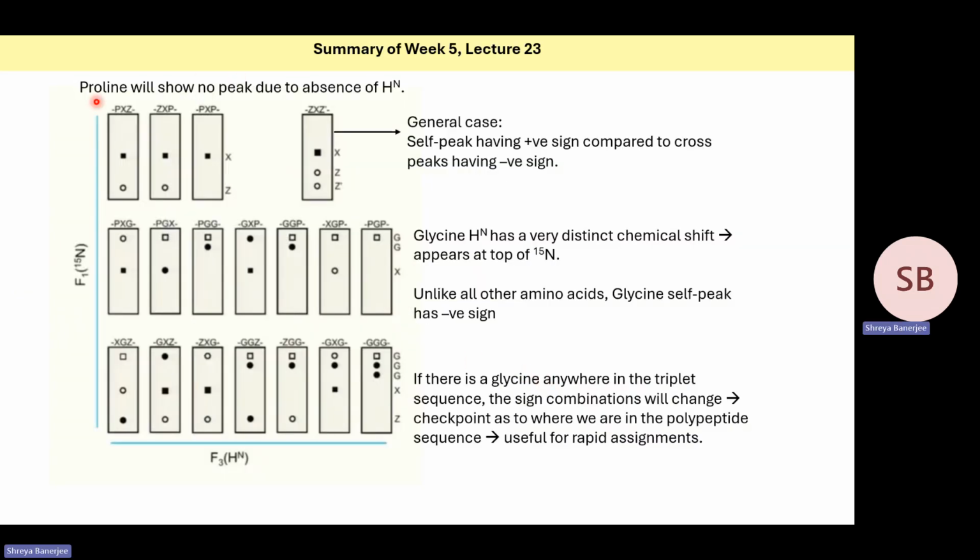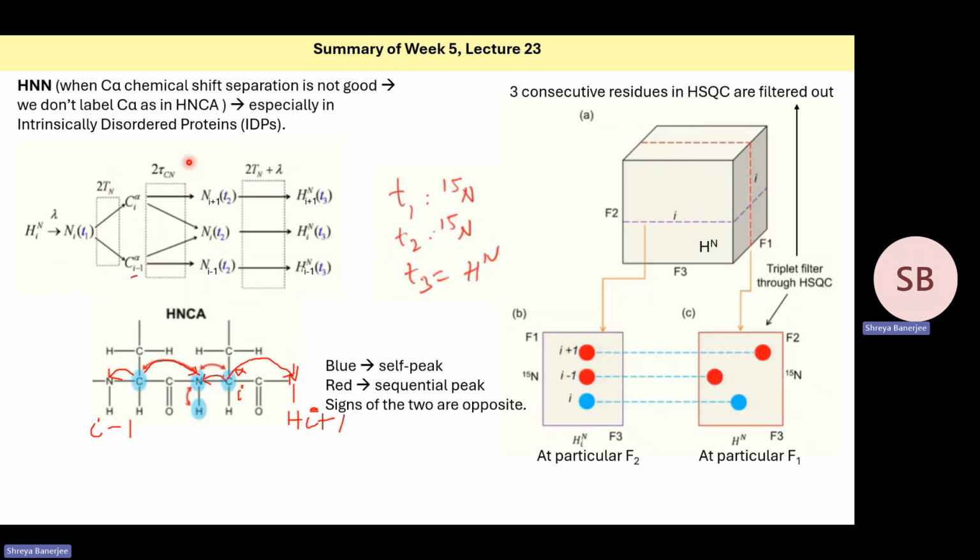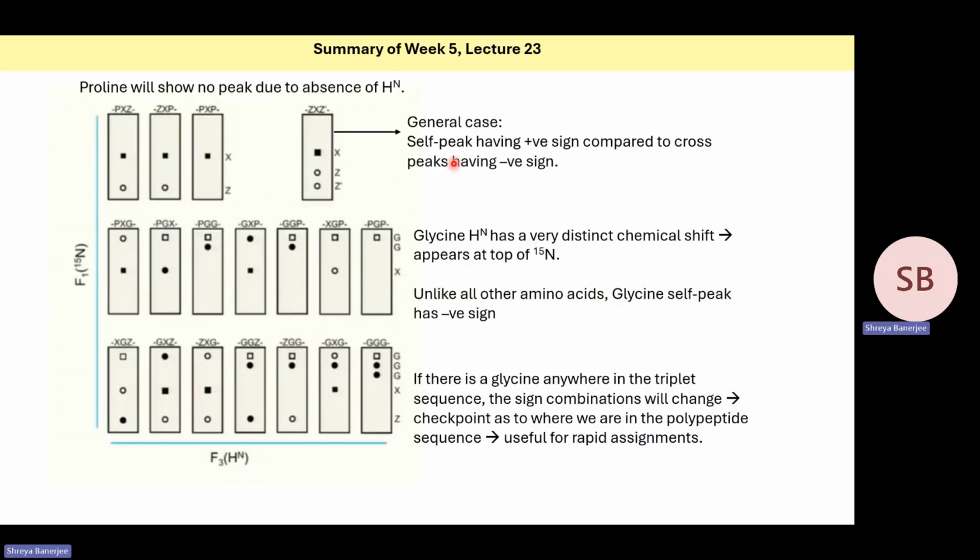Now we know that if proline is there, there will be no peak. Proline will have no amide hydrogen, so that particular cross peak will be absent in the case of proline. Suppose you have a triplet. Normally, if you have 3 amino acids, you will observe 3 peaks. But if one of the 3 amino acids is proline, or P, you will only observe 2 peaks. Similarly, if you have 2 prolines, you will only observe 1 peak.